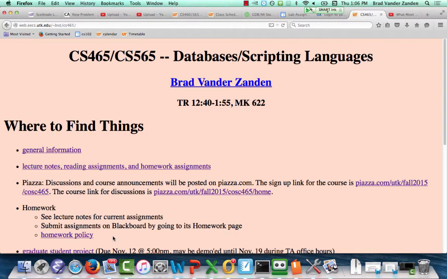Yes? Is the final cumulative? No, it's on scripting languages. And normally what happens, actually I'll take that back. Normally what happens is that you have not had enough time to deal with physical design of databases with extendable hashing and B trees. And so what usually happens is there's one question about extendable hashing and B trees on the final. So there's one database question on the final, and the rest of it's scripting languages. That's how that usually goes. Okay, other questions?